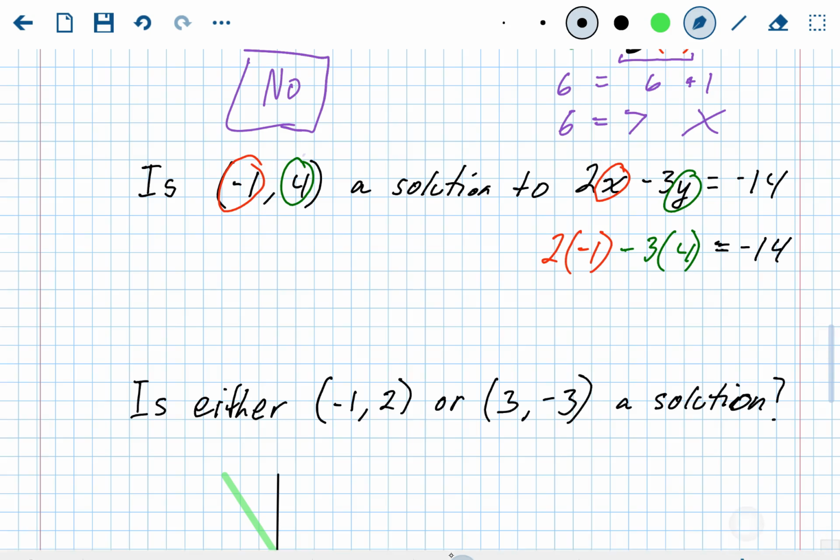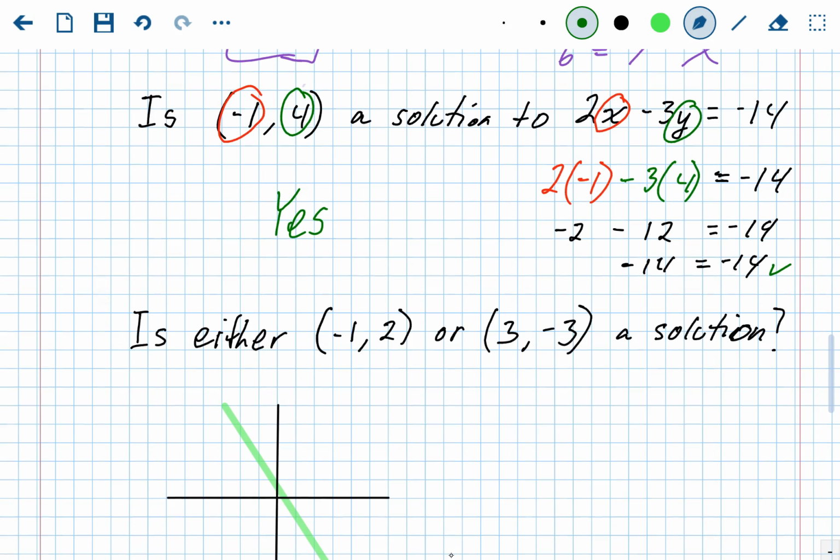Okay. Well, 2 times negative 1 is negative 2. Again, we're just evaluating. We're not solving. We're just going through our operations. Negative 3 times 4 is negative 12. Negative 2 minus 12 is negative 14. And negative 14 equals negative 14. So this one works. So yes, that is a solution.